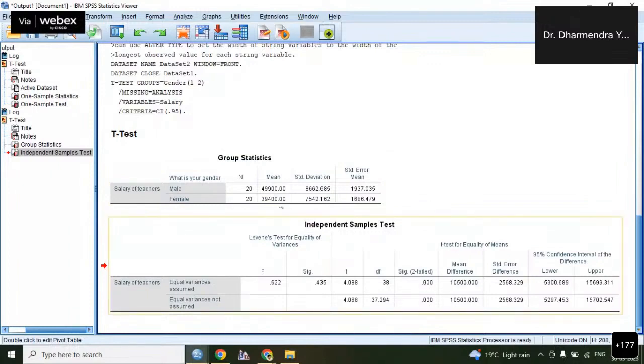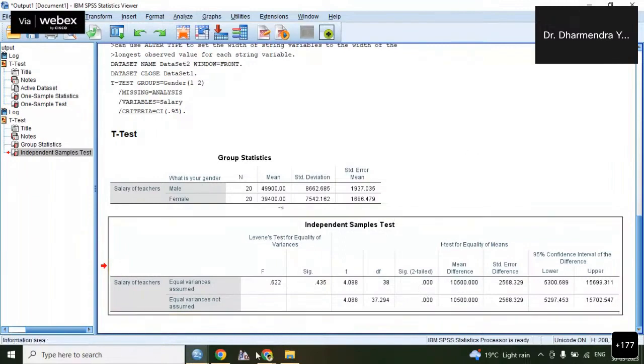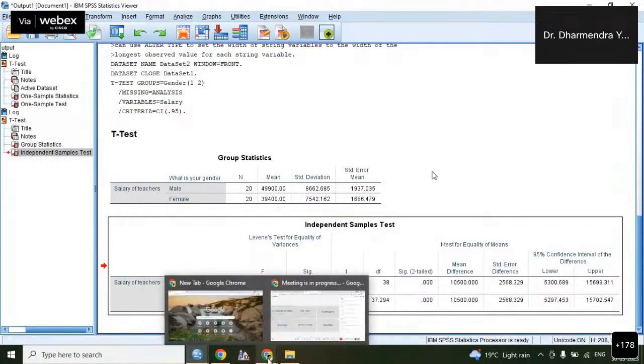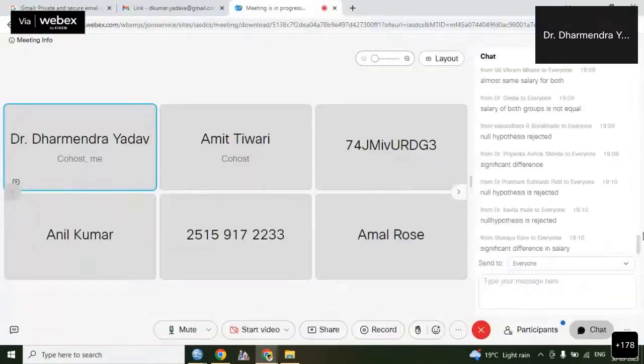And it is also shown here by 0.00. So in this way, you can perform the independent sample t-test. Any doubt, please let me know. So the null hypothesis is rejected. Yes, there is a significant difference in the salary. Good.